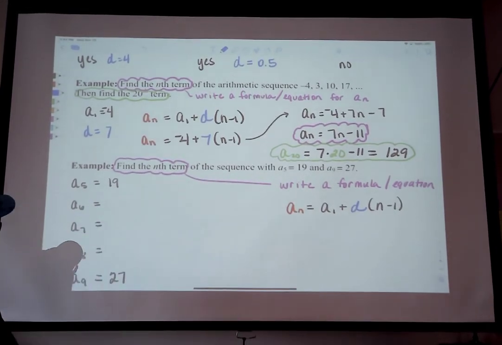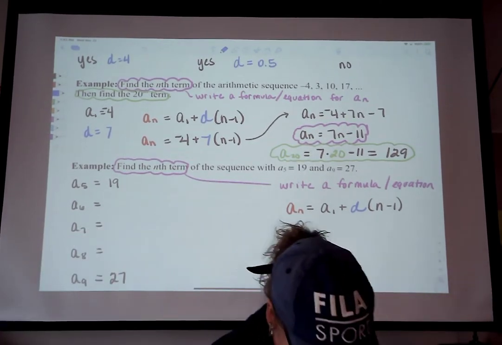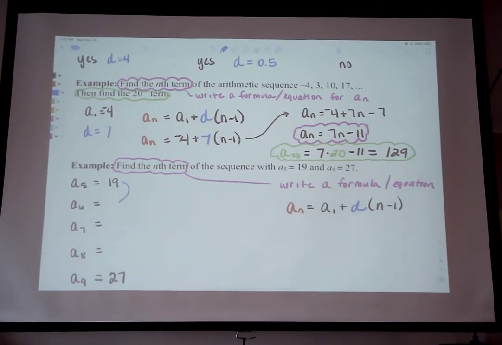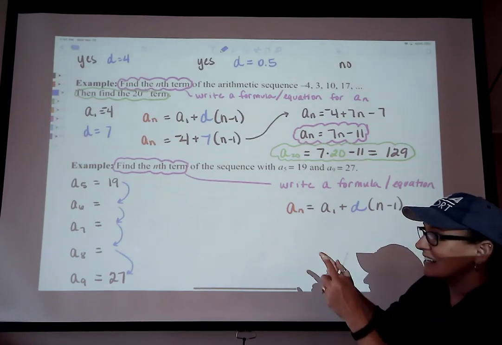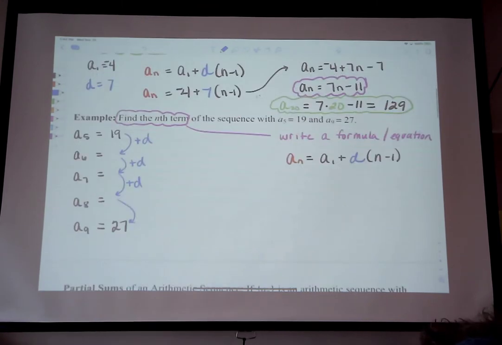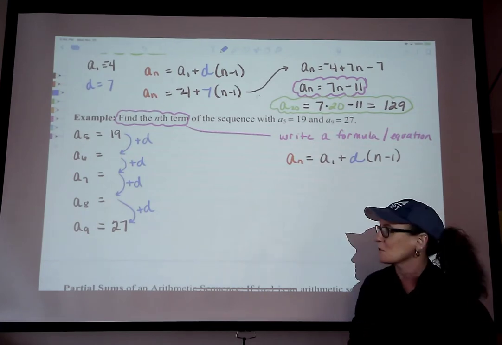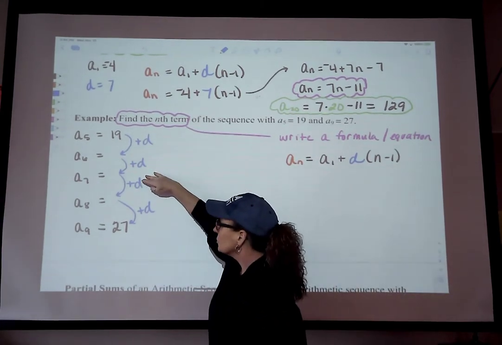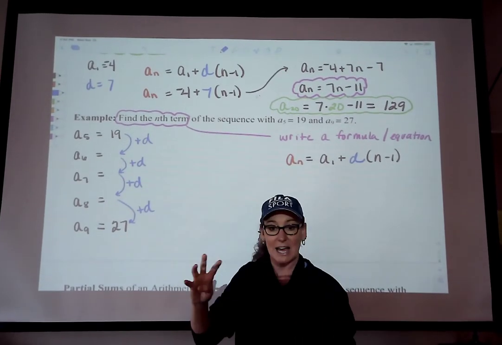Now, think about this for a minute. I don't have a sub 1. I don't have D. But I do know something was added each time, right? How many times was it added? 1, 2, 3. 1, 2, 3, 4. It was added 4 times.